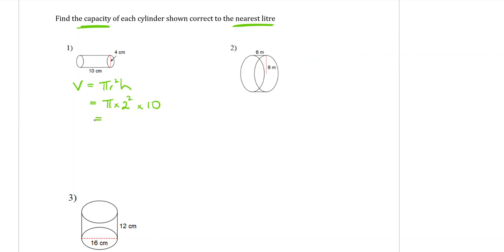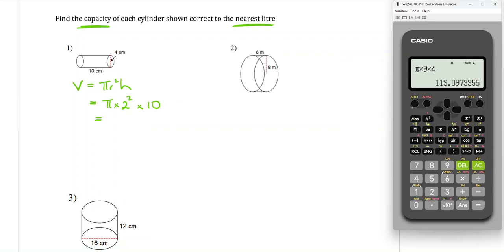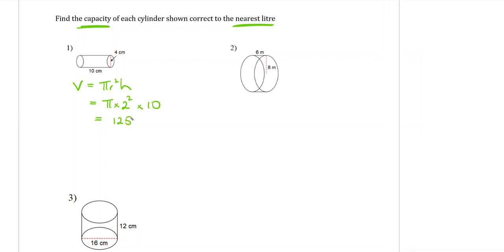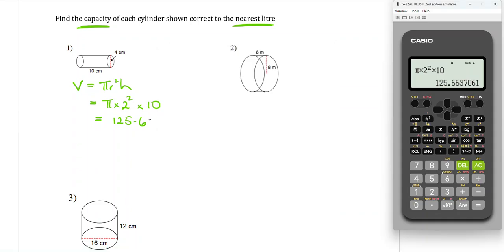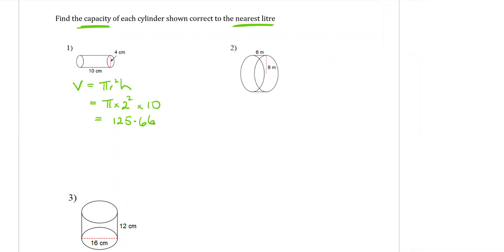It's going to be pi times 2 squared times, what's the height? Good, in the calculator. Pi times 2 squared times 10. Yeah, 125.6, was it 66 or 6? No, it depends on the different places we're doing. I might keep a few for now. So I'm going to go 6. I'm going to keep 2 decimal places. And that would be in centimetres cubed.